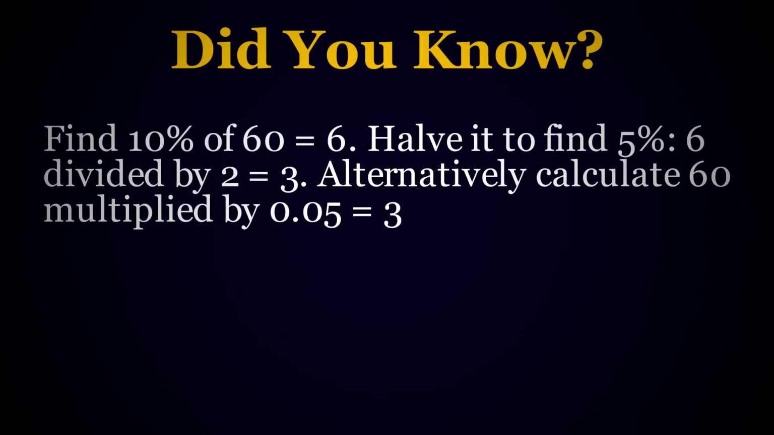Knowledge boost, find 10% of 60 equals 6. Halve it to find 5%, 6 divided by 2 equals 3. Alternatively, calculate 60 multiplied by 0.05 equals 3.